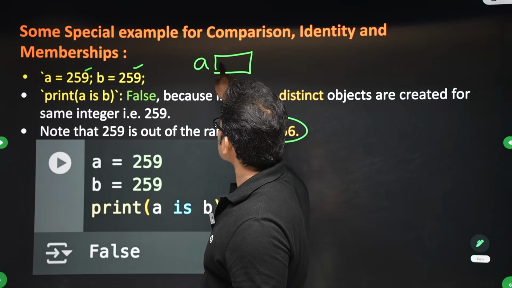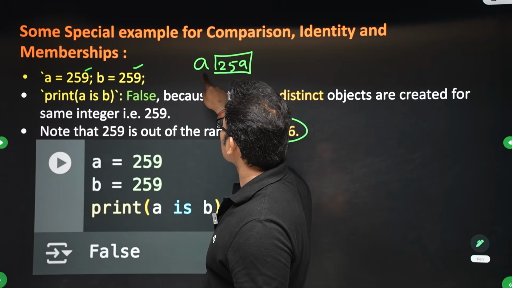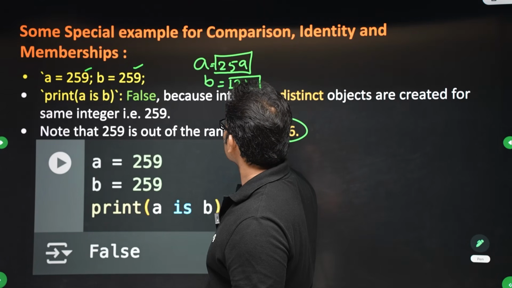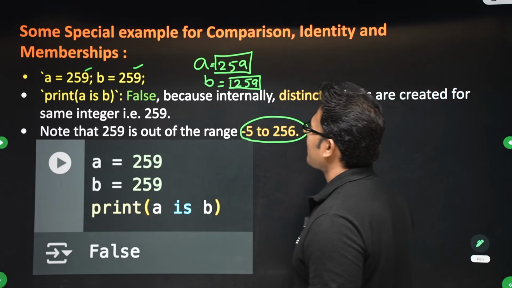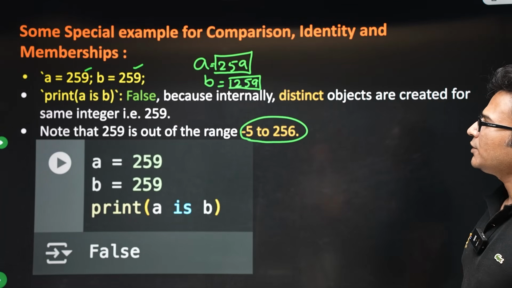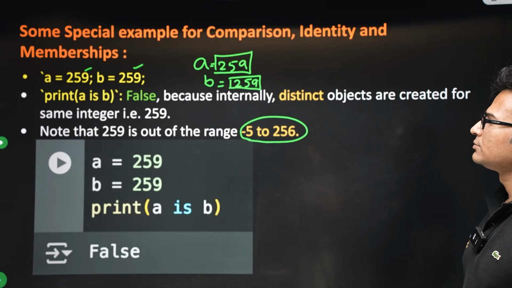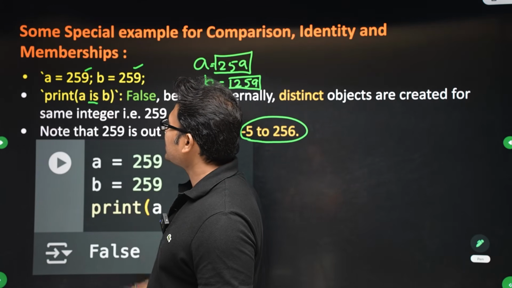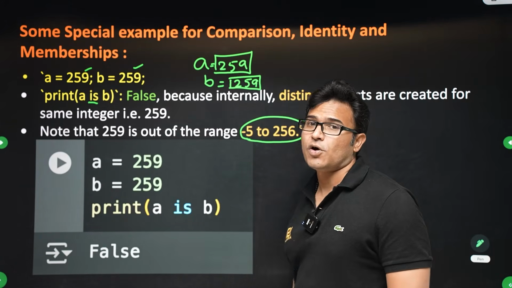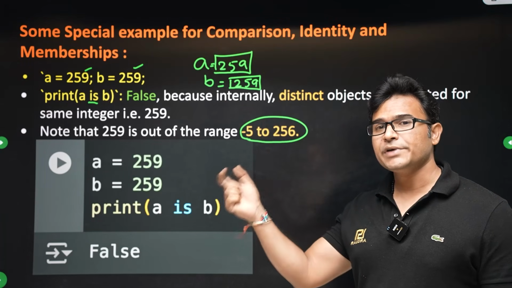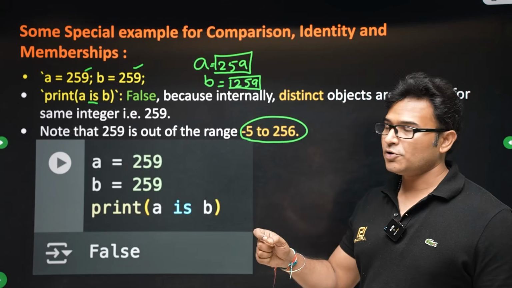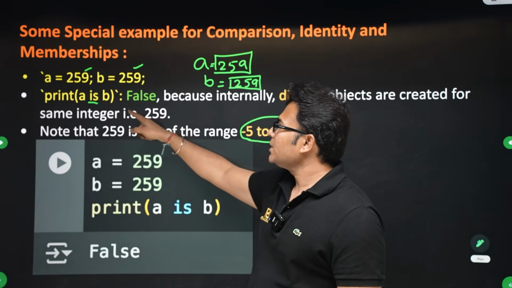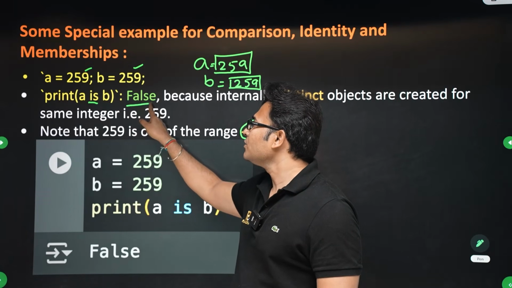When A equal to 259 and B equal to 259, 2 copies of 259 are created. And when you are using the is operator, it actually checks whether both of them are same objects or not. It is not about the value, it is about the objects. See, values are same but objects are different, right? So that is why when you say print A is B, it is printing false.